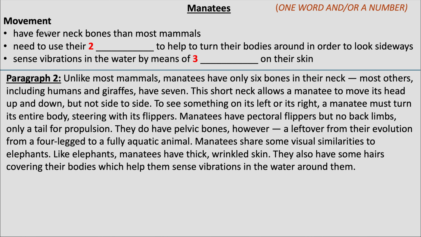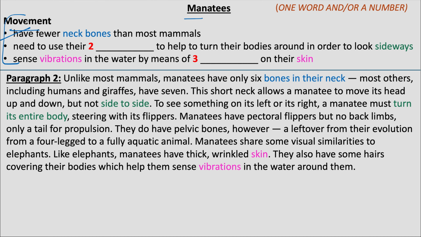Questions 2 and 3 are under the same subheading, movement. Pause here and try to find the answers. Let's check. Question 1 came from paragraph 1. The words from these questions appear in paragraph 2, so this is where we look. The heading is manatees, the subheading is movement. Then there are 3 points. The first point has no blank.